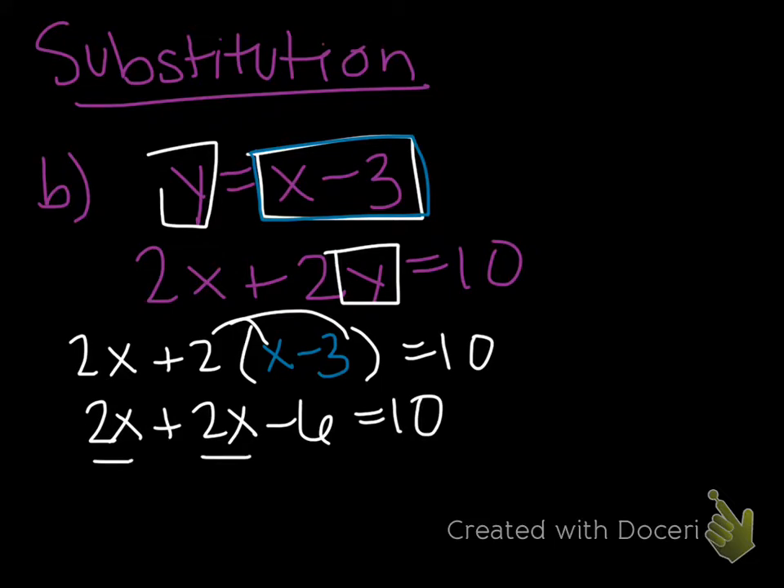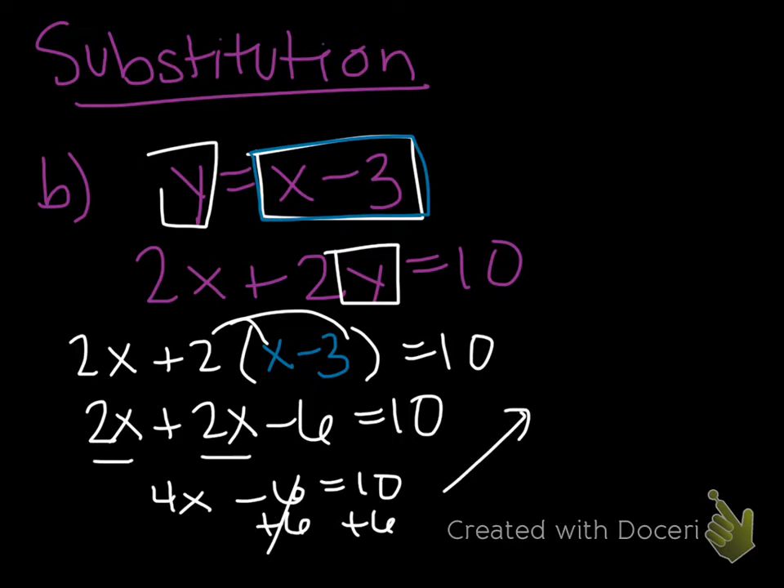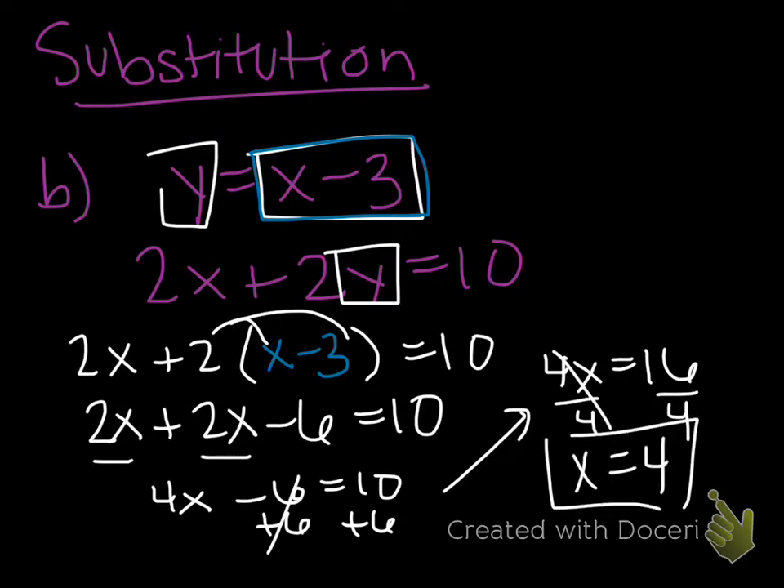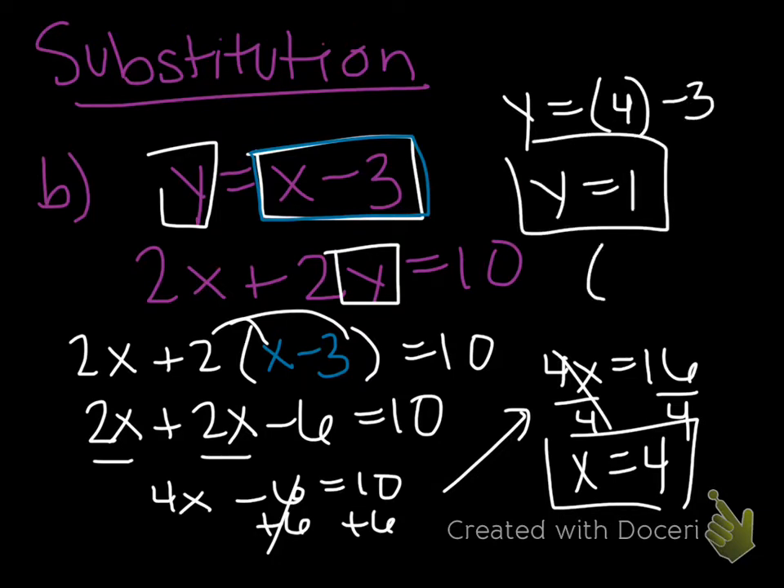I add these two together and I get 4x minus 6 equals 10. I'm going to add that 6 over. So now I'm at 4x equals 16. Divide both sides by 4, and we get x equals 4. Again, at this point, you've done all the hard work. The easy part is the last step of just substituting it back in. So I have y equals 4 minus 3, so y equals 1. And if I wanted to write it as a coordinate pair, I could say 4, 1.